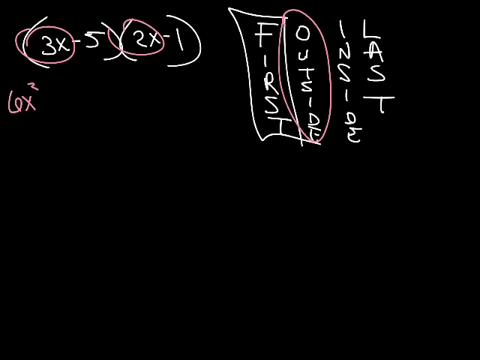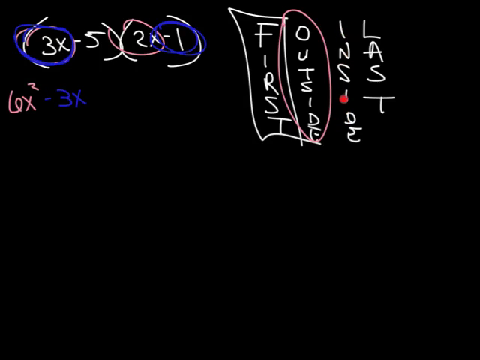Outside, and we'll do this in blue. Outside means the outside of one parenthesis times the outside of the other one. So 3x times negative 1 is negative 3x. Because there's nothing to multiply the x by, and we're just multiplying the 3 times the negative 1, and any positive times a negative is always going to give you a negative, so that gives you this.